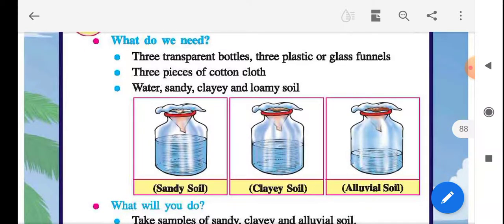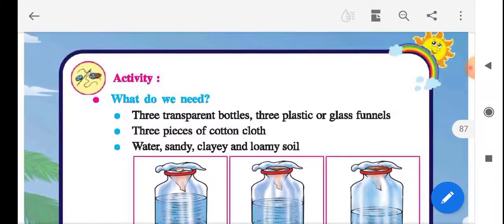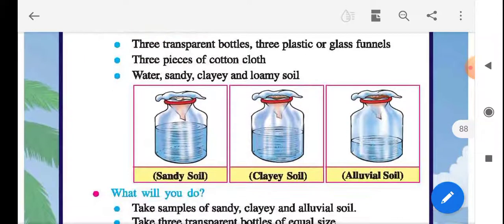Again we shall move to one more activity about filtration or decantation of water, we can say. We have taken three bottles, three plastic funnels, three cotton pieces, water, and sandy, clay and loamy soil. Dear students, you can see that in the first picture sandy soil is there. In the second picture clay soil is there. In the third picture alluvial soil is there.